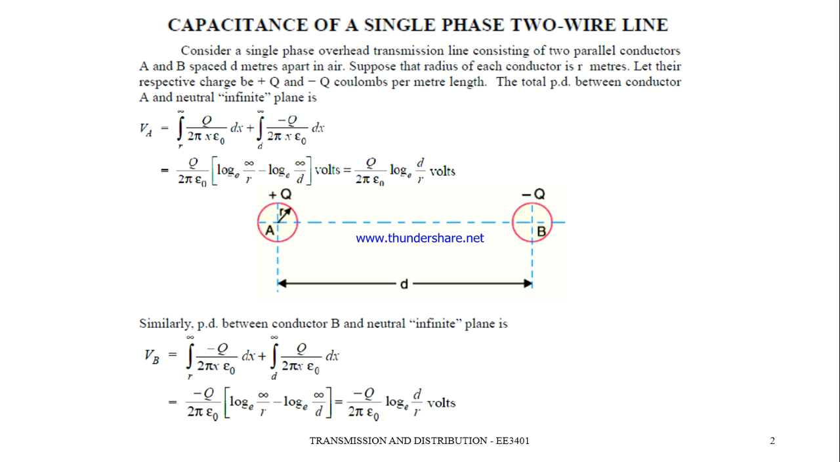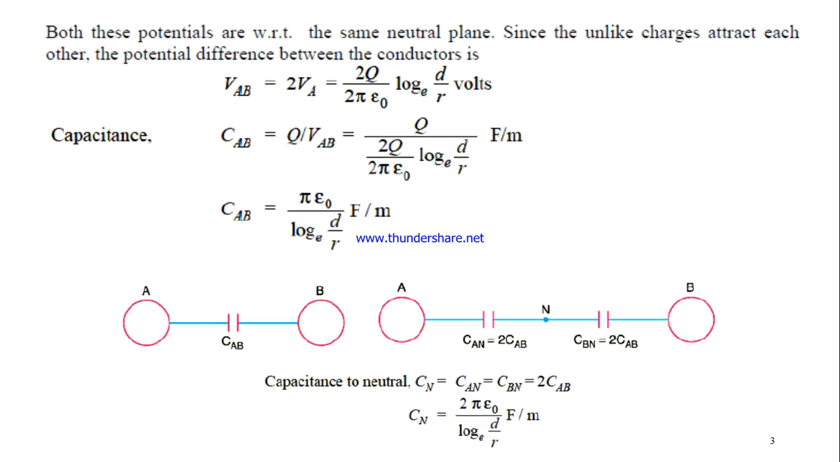Similarly, when calculating VB, we have to consider minus q and then plus q. Let us consider VAB. Obviously, it is 2VA. While adding, you will get the result, and the capacitance is nothing but q by V. So you can directly calculate the capacitance of the single phase transmission line. Here we have CAN, the neutral capacitance, which is the same as CBN, and this is equal to 2CAB.